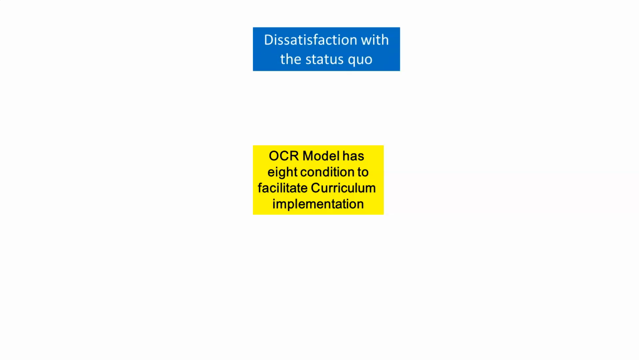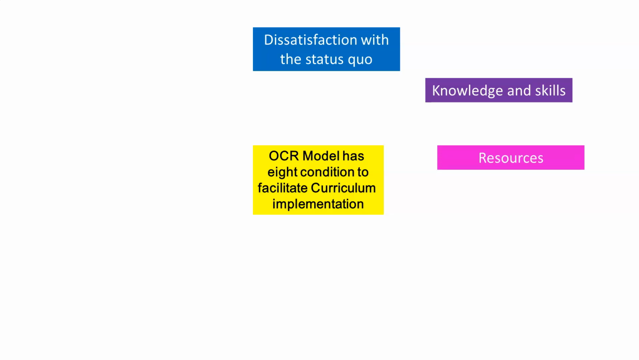2. Knowledge and skills. Teachers need to have sufficient knowledge and skills to implement the new curriculum effectively and confidently. 3. Resources. Teachers need to have adequate resources, such as time, materials, equipment, and support, to implement the new curriculum. 4. Participation. Teachers need to be involved in the decision-making and planning processes of the new curriculum and have a sense of ownership and commitment.